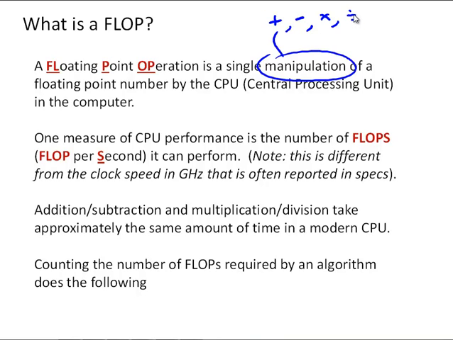One measure of the CPU performance is the number of flops, floating point operations per second, it can perform. Note this is different from the clock speed in gigahertz that's often reported in computer specs for PCs, but it is true that a processor with a fast clock speed is going to have a high flops capability.